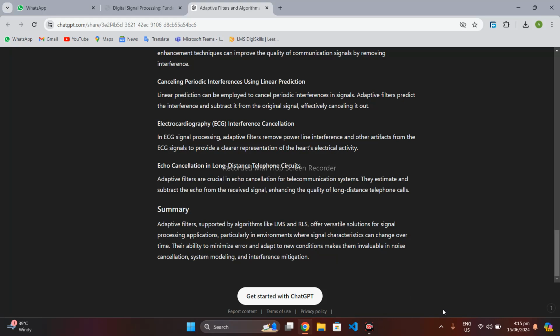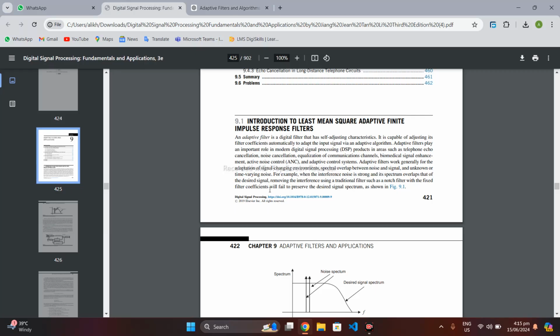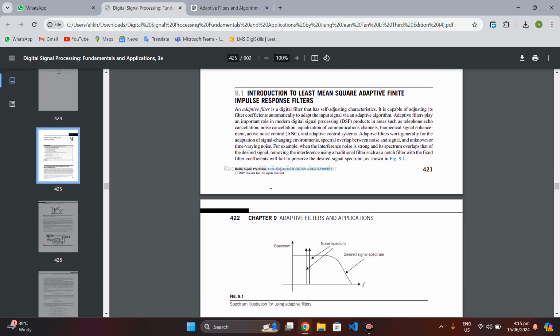So now we move to the Word or book. Here in the book, the same topic we have discussed already. The adaptive filter is a digital filter that has a self-adjusting characteristic. It is capable of adjusting its filter coefficients automatically to adapt to the input signal via an adaptive algorithm. Adaptive filters play an important role in modern digital signal processing.